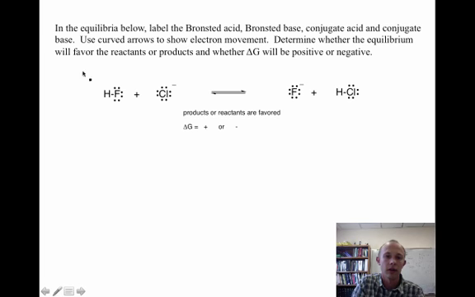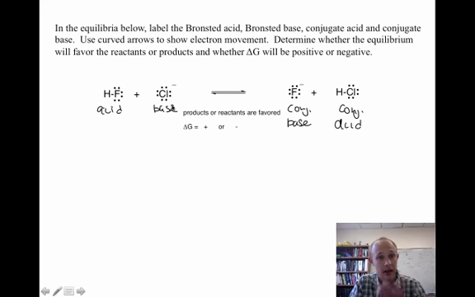Okay, so if we look at both sides, HF is donating a proton, chlorine is accepting that proton. The proton donor is the acid, the proton acceptor is the base. This is the conjugate base that came from the acid, and this is the conjugate acid that came from the base. We're going to show arrows to depict electron movement, right? We're going to form a new chlorine-hydrogen bond.